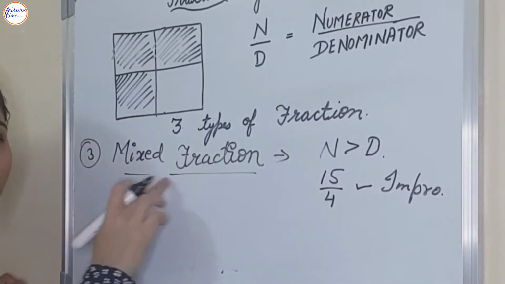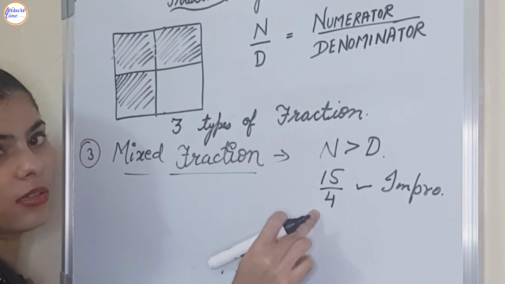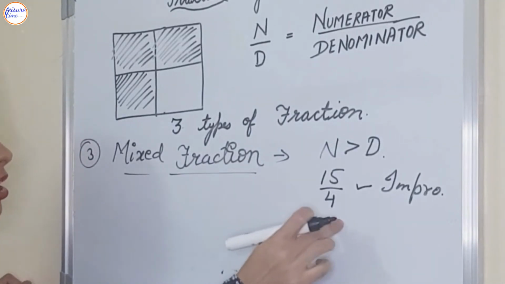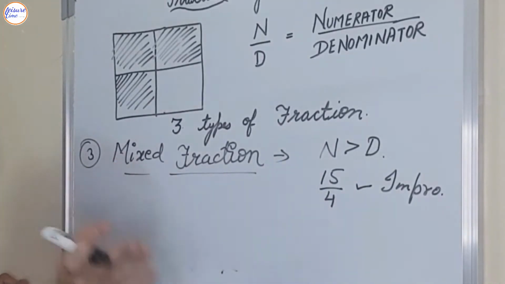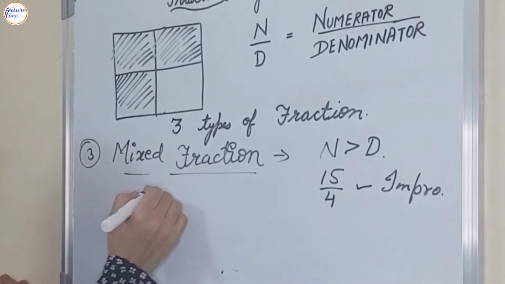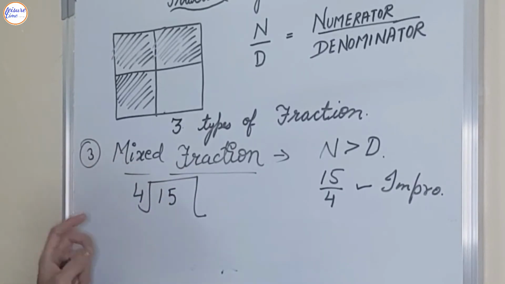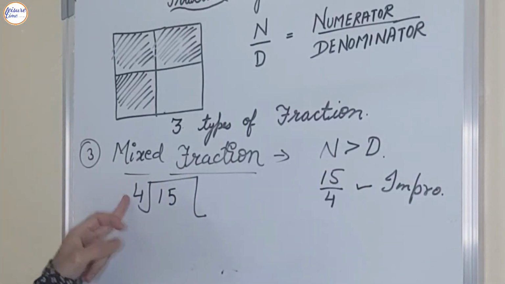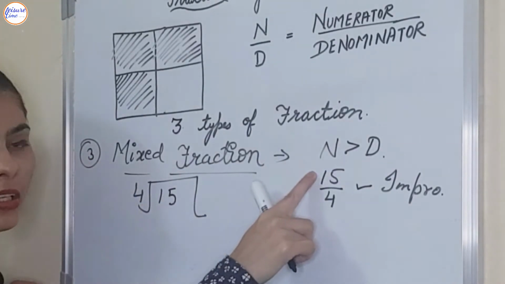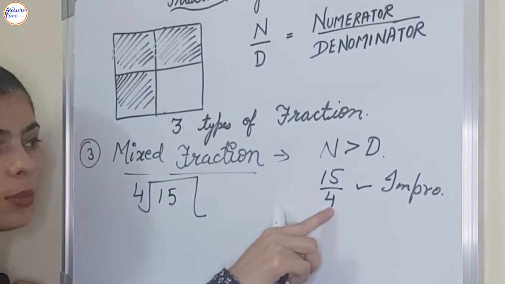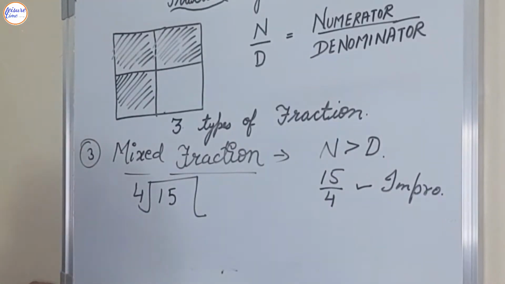To find the mixed fraction, we should first divide this improper fraction, and then only we can change it into a mixed fraction. So how will we change it? See, only by dividing can we change an improper fraction to a mixed fraction. Here 15 is the numerator, which is the dividend, and 4 is the denominator, which is the divisor. So we should first divide this and then we can change it into a mixed fraction.